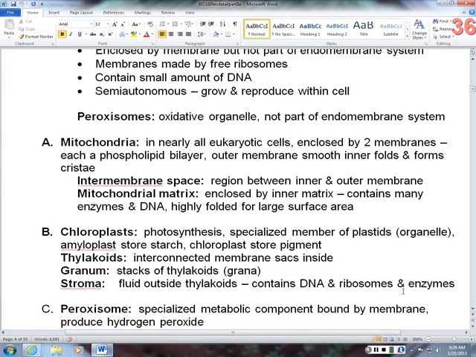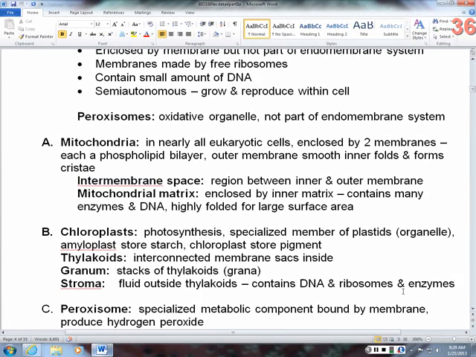So the thylakoids are going to be the interconnected membrane sacs inside. And the granum are the stacks of thylakoids, or grana. When you look at those, they're interconnected, not entirely separated. So they'll just be these stacks of the pigments in there.